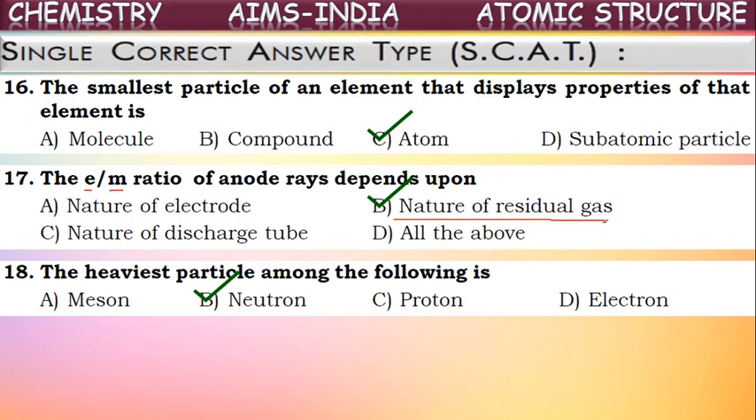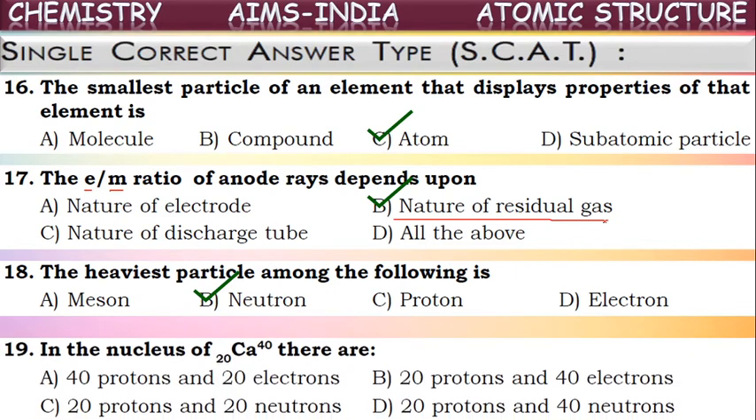So the heaviest particle among all the subatomic particles is the neutron. But in calculation, generally we take the mass of proton and neutron as equal, 1 AMU. But to say accurately, the neutron's mass is somewhat greater. So the heaviest particle in the atom is the neutron.